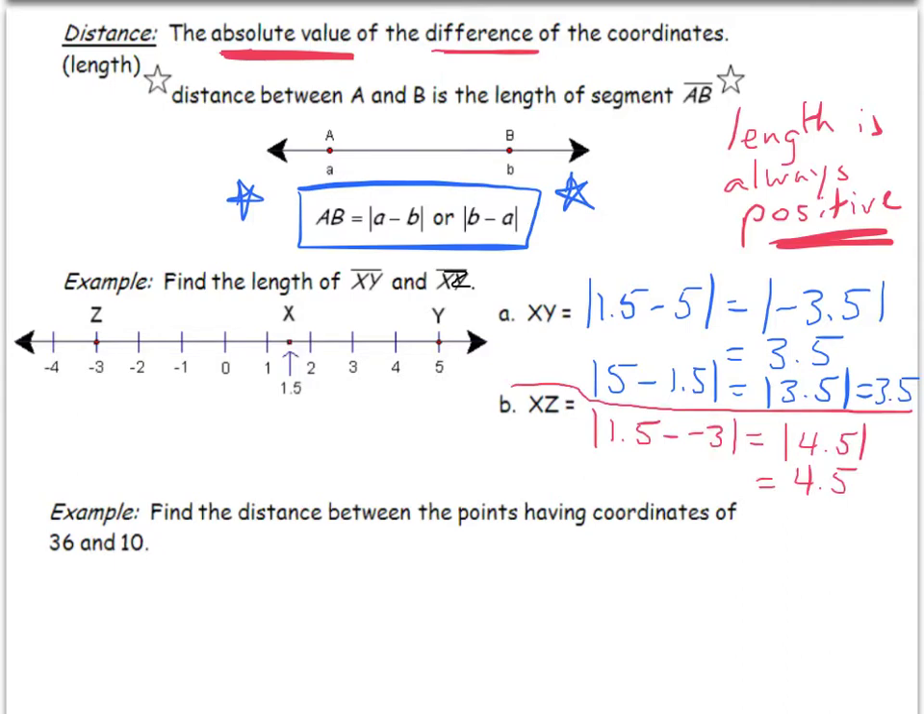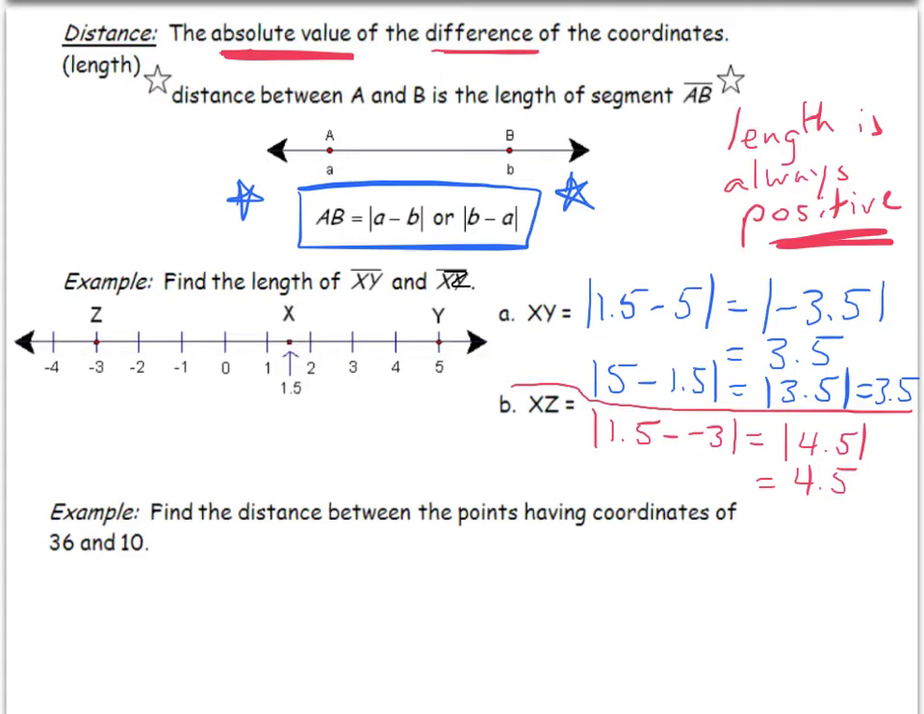Now hopefully you ended up getting 4.5 for the distance of XZ. The coordinate X was 1.5, and the coordinate Z was negative 3. So we took 1.5 minus negative 3, because it was the difference. When you do that, it's minus a negative, so it's really 1.5 plus 3, which gives us 4.5. Even if you did it the opposite way around, you should still end up getting 4.5.